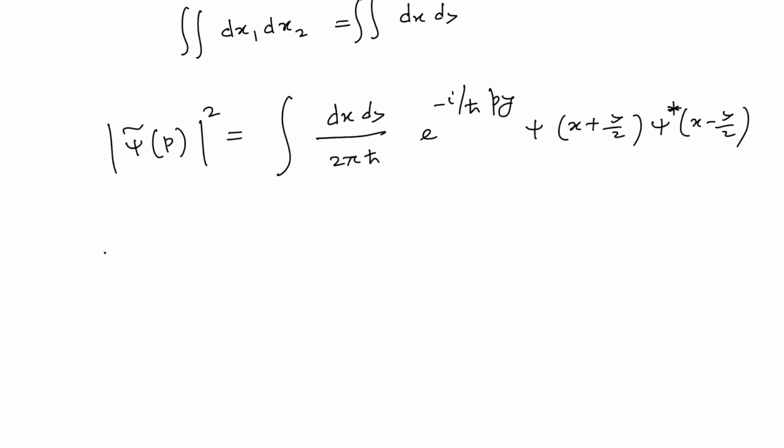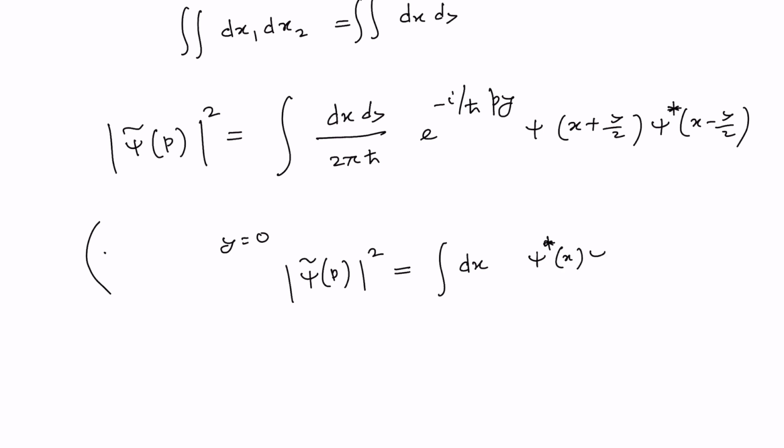Suppose we are allowed to take y equal to 0. Then you will see that in that case I can write |ψ̃(p)|² as equal to ∫dx ψ*(x) ψ(x), and this is nothing but the probability density in position, and therefore this is the probability density multiplied by dx.